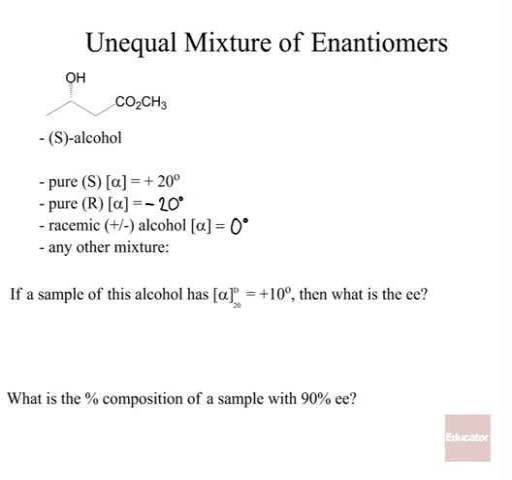What if we had any other mixture of the R and S enantiomer? Any other combination of those? Where would you expect the alpha, the optical rotations, to be? Well, we would expect that they would be somewhere between minus 20 degrees and plus 20 degrees. So the minus 20 and the plus 20 are the extreme rotations you can have if you had pure R or pure S. The presence of any other amount of the other enantiomer is going to lower that optical purity and reduce that rotation and bring it closer to 0.